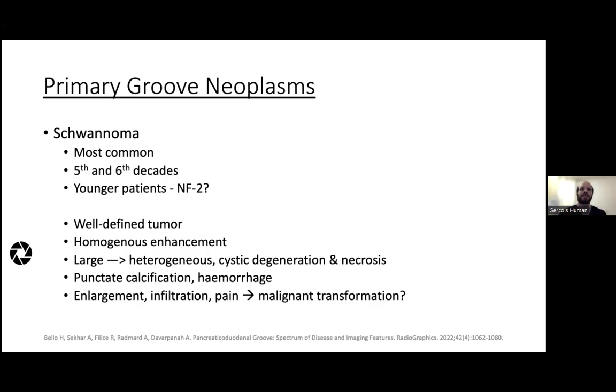When it has clinical findings of pain or enlargement on imaging, or infiltration, one should consider that there are malignant transformations. But schwannomas are normally located in the paravertebral region. They're less commonly in these areas of the pancreaticoduodenal groove, and they usually are solitary and sporadic in occurrence.